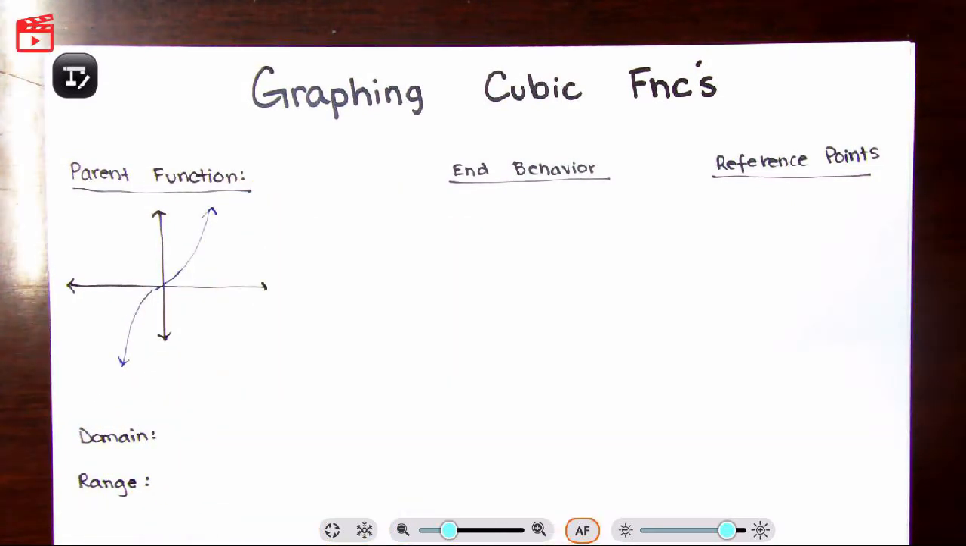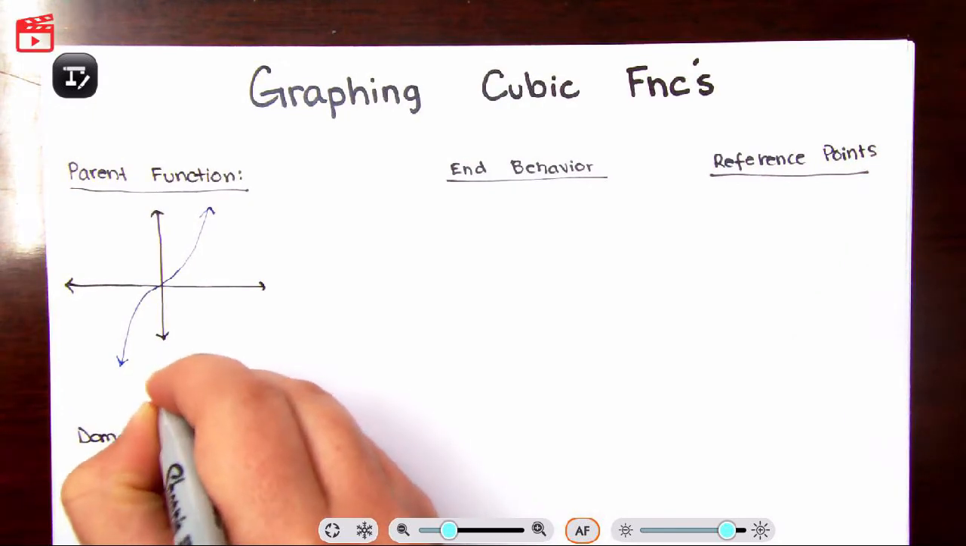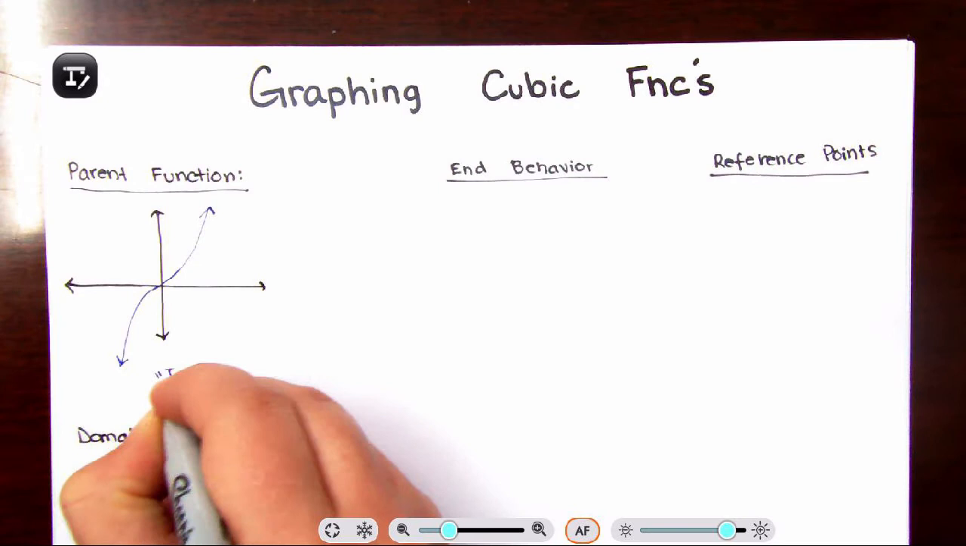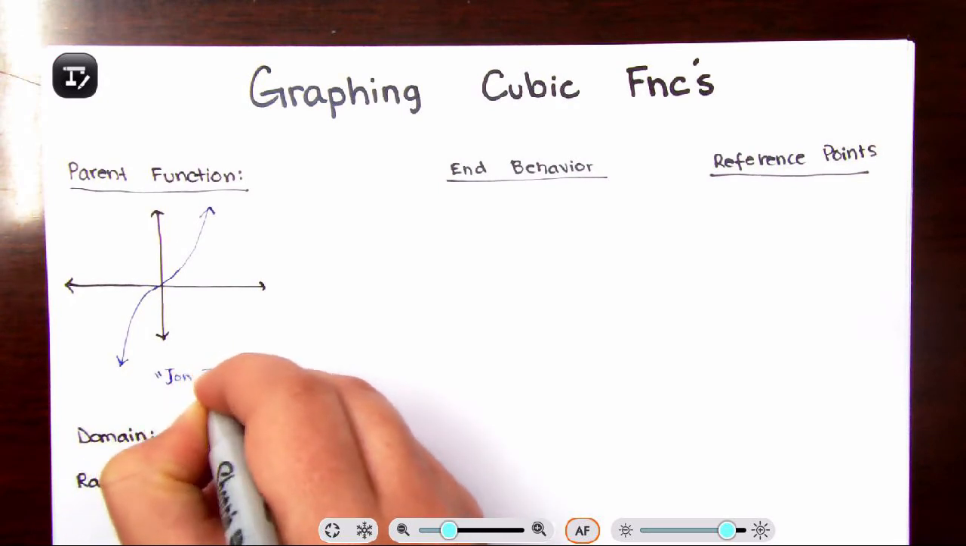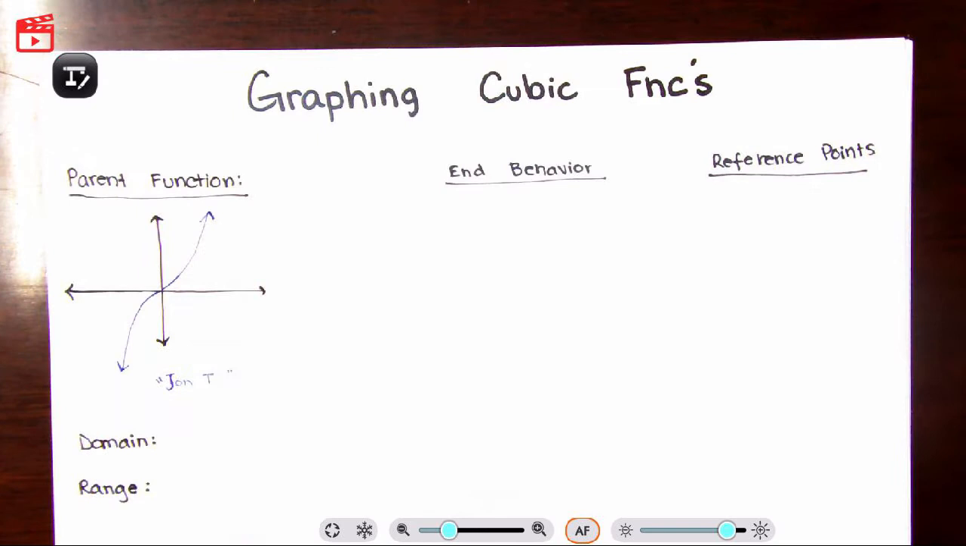Now in our class, we're going to refer to that shape, that cubic curve, as Mr. John Travolta. And I don't believe he has an H in his name. I'm just going to call him Mr. John T. So whenever you hear us saying in any videos Mr. John T, we're referring to this sort of curve.